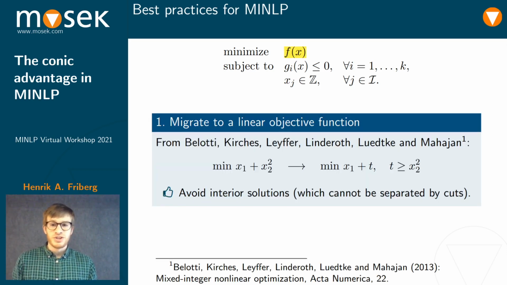The first migration comes from a set of prominent people in the field, namely to migrate to a linear objective function. So in my example, I have x2 squared in the objective, and as you can see, I can easily move that into the constraint set. The purpose of doing so is to avoid interior solutions which cannot be separated by cuts. To reflect this in our standard model, we're going to change the general function f of x to c transpose x.